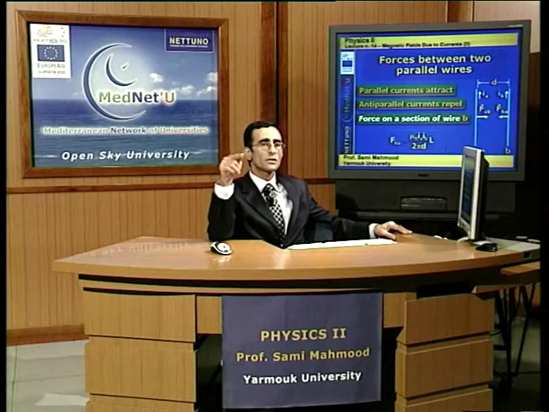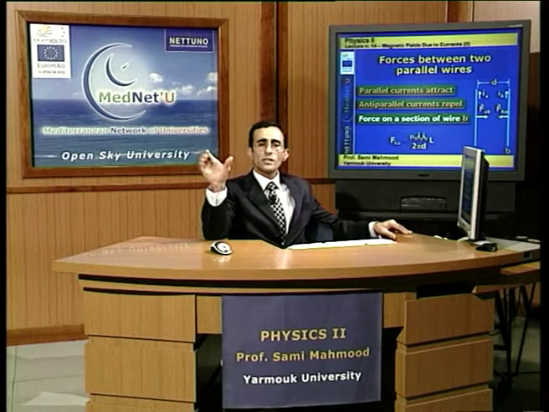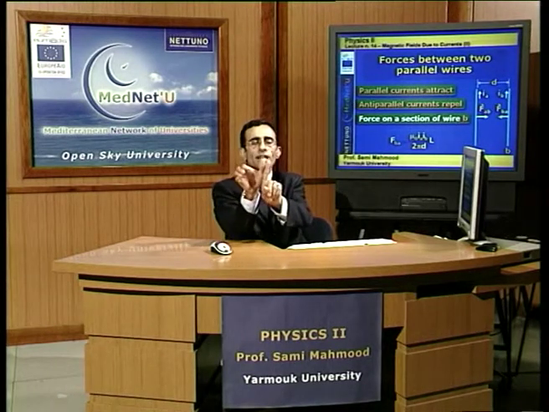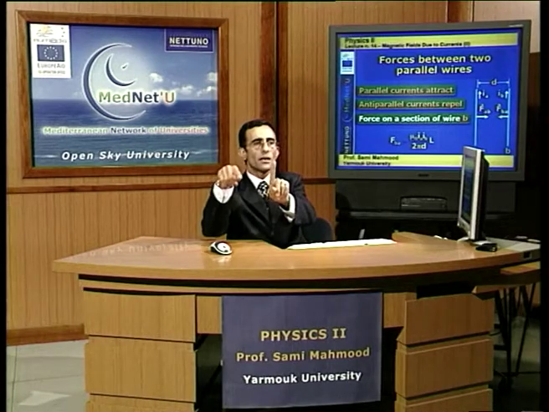because wire A would produce a magnetic field that is going into the plane, which is perpendicular to the current in wire B. So the magnetic field produced by A is perpendicular to the current in wire B. That means L cross B is simply L magnitude times B magnitude, and the force would be in an attractive direction using the right hand rule. And this is the magnitude of the force.